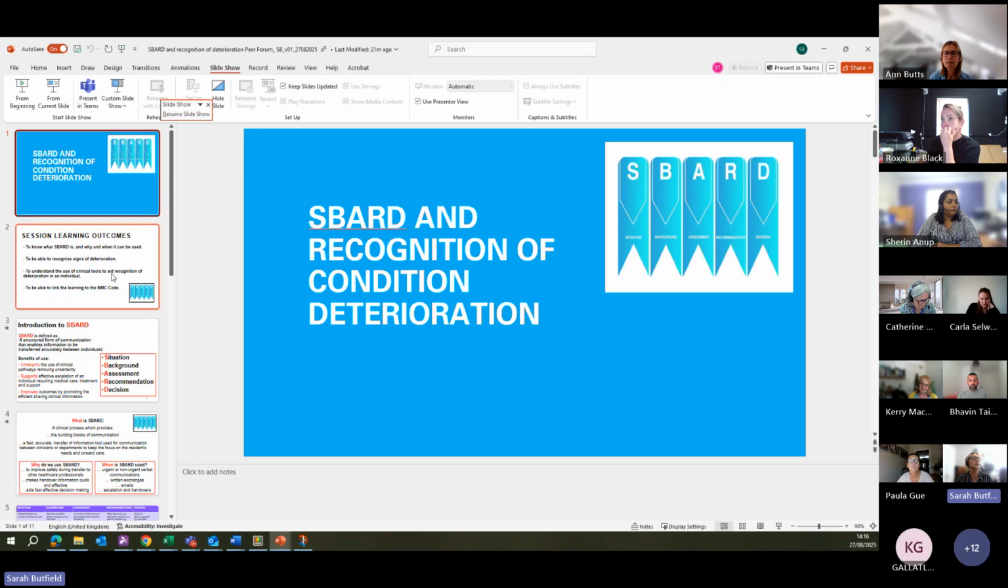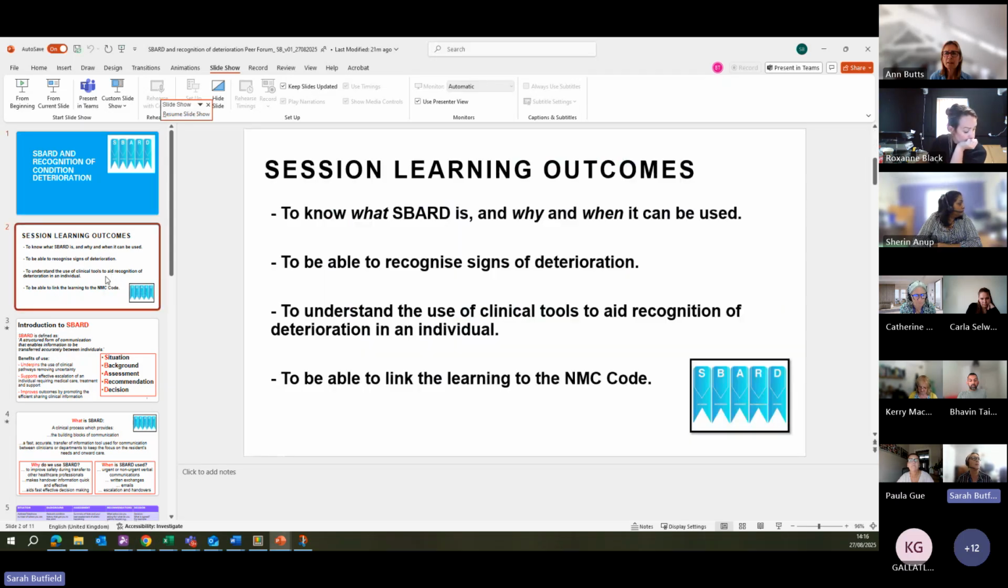So what we're going to look at today is to know what SBAR is, why and when we might use it, and how that would link to being able to recognise the signs of deterioration in a person in your care. We're also going to have a look at some clinical tools that can help you with that. And in line with our revalidation, we're going to see how this links to the NMC code.